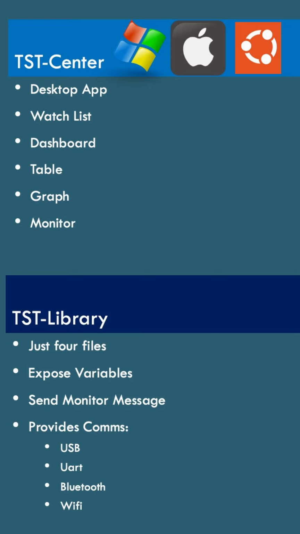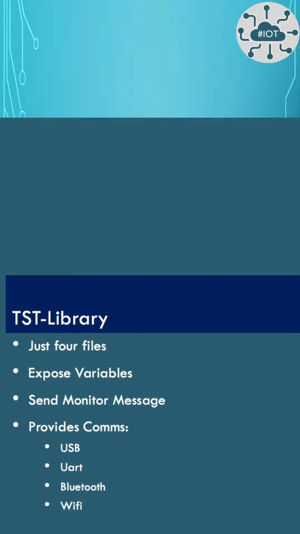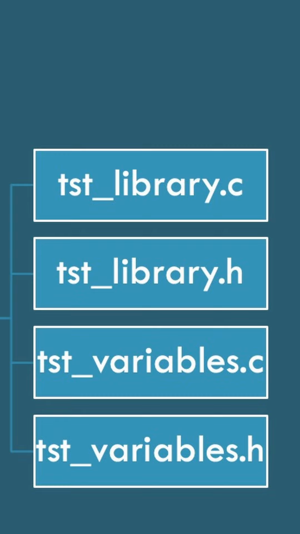And then we've got the TST library, and that's what we're going to build into our firmware, which is actually just 4 simple files. The library itself you download in a zip file, and it comes in this structure here. Basically, those 4 source C files are all we really need to worry about. Of those 4 files, TST variables is the one that you're going to need to modify.